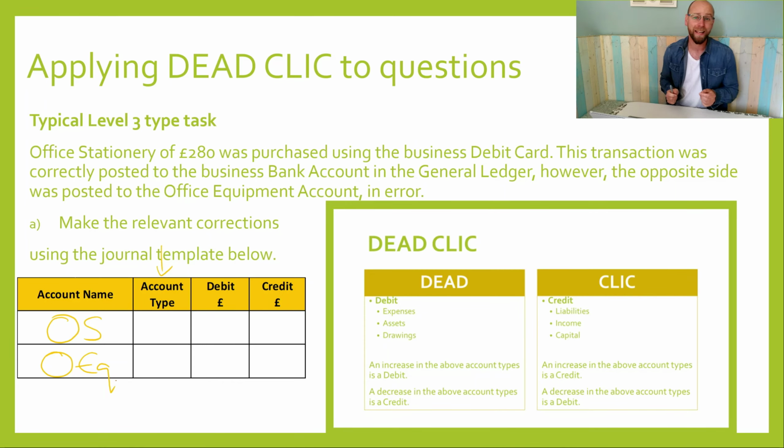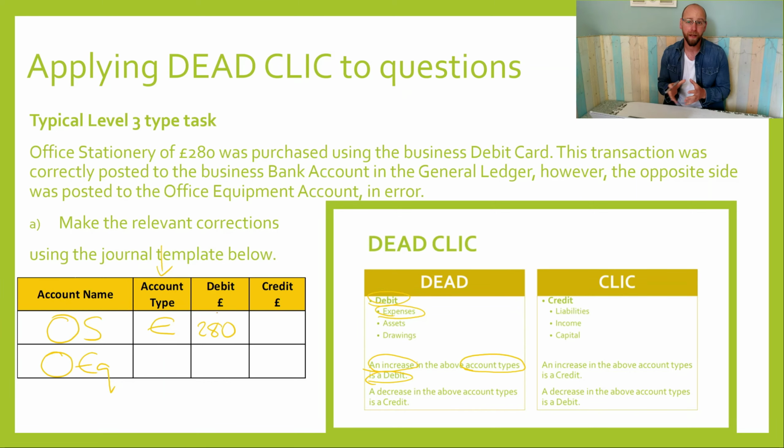So office stationery, again, this is something that the business will be buying on a regular basis. Stuff like your pens, your pads, your calculators, things like that, stuff that the business needs on a regular basis. Because we're using it on a regular basis, it becomes an expense, a regular purchase. So the account type is an expense. We know that expenses are a debit account. And because we're purchasing new office stationery, we're going to be increasing the expenses, which is a debit. So we say £280 on the debit side.